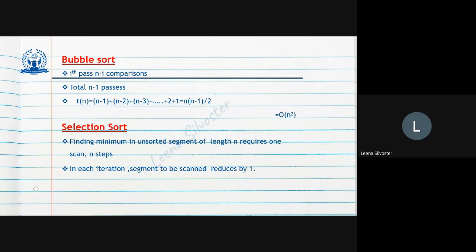That means suppose this is our numbers. These are the set of numbers. Which is the smallest one from these numbers? Which one is smallest? One. So how many scans are required to find out 1 is the smallest one? How many scans are required?